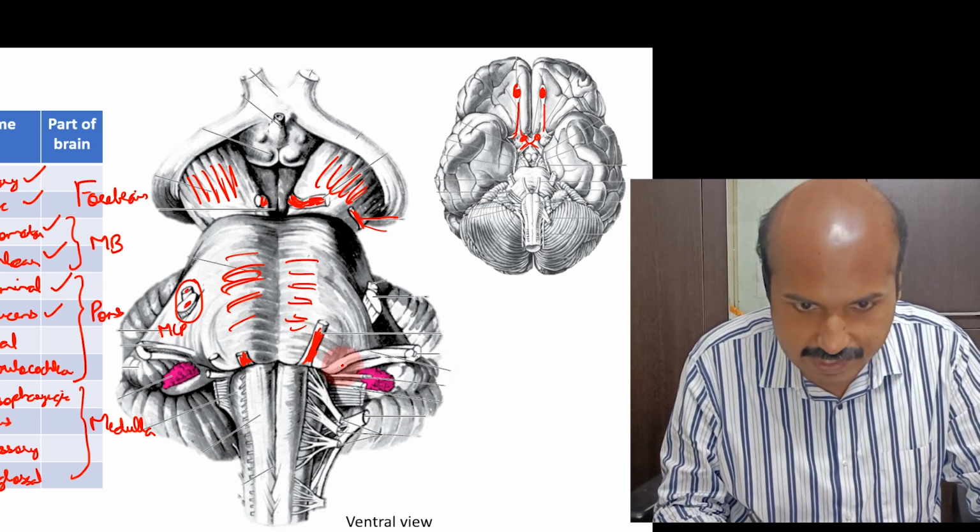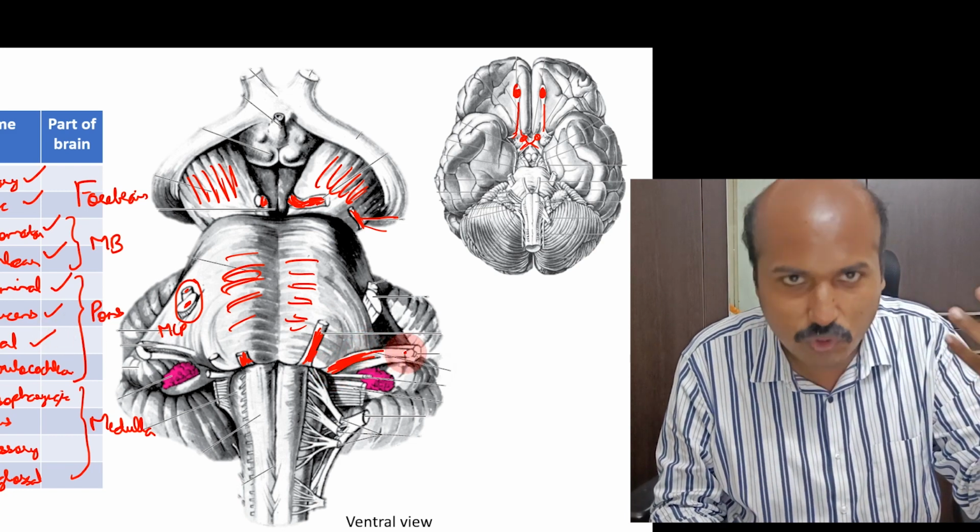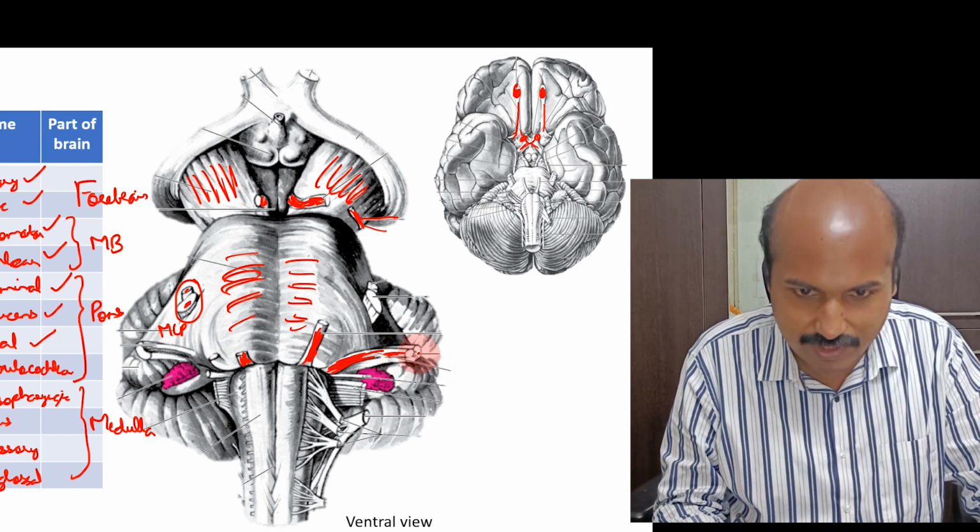Next, you have the 7th nerve. This is the 7th nerve. In some descriptions, the 7th nerve has actually 2 roots. This is the 7th nerve, and this is a smaller nerve that you can see here.